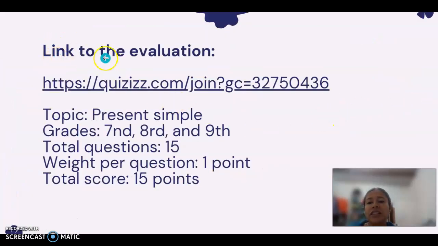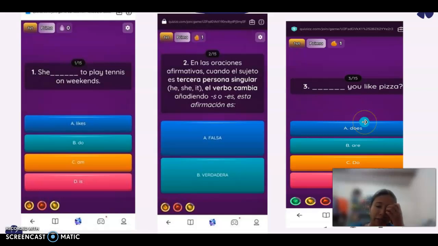Okay, lead to the evaluation. Topic: present simple, grades 7, 8, and 9. Total questions: 15. Weight per question: 1 point. Total score: 15 points. This question evaluation is out of 15.